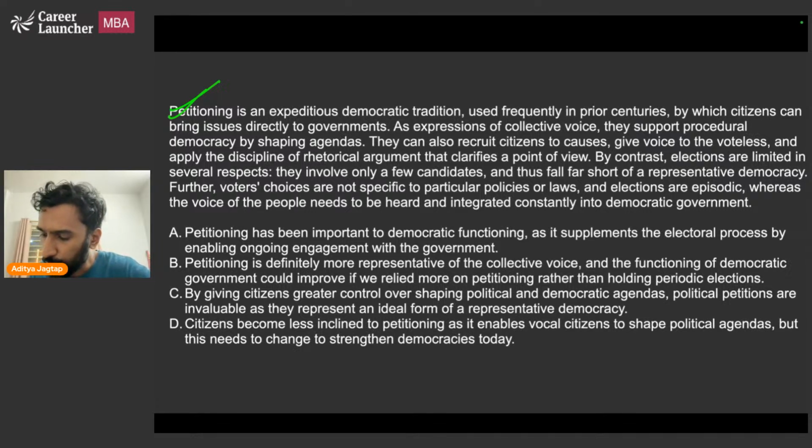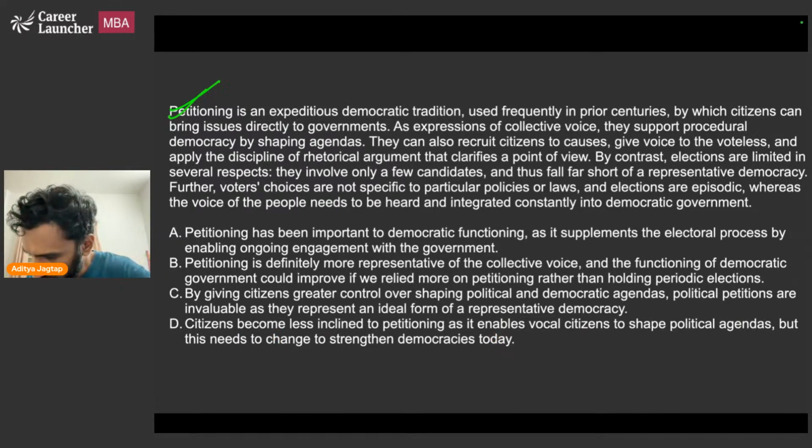And like I said, we are going to find words in each option that are problematic. Let's start with D, right? Which words in D are problematic? So citizens become less inclined to petitioning as it enables vocal citizens to shape political agendas. But this needs to change to strengthen democracies today. So multiple reasons why D is incorrect.